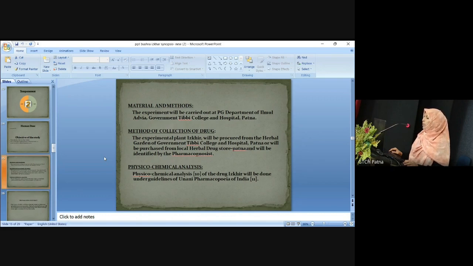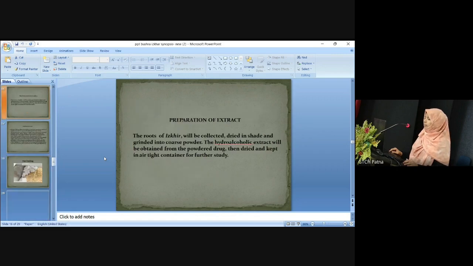Then, what is the physicochemical analysis? The physicochemical analysis of the drug Izkhar will be done under the guidelines of the Unani Pharmacopoeia of India. Now, we'll prepare the extract of my drug. Previous presentations have already mentioned how they prepare the extract of any drug.